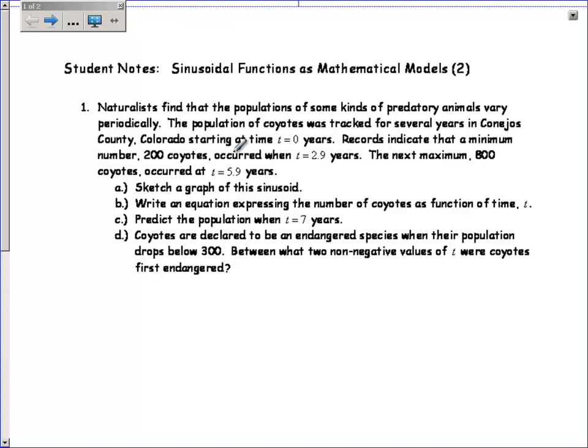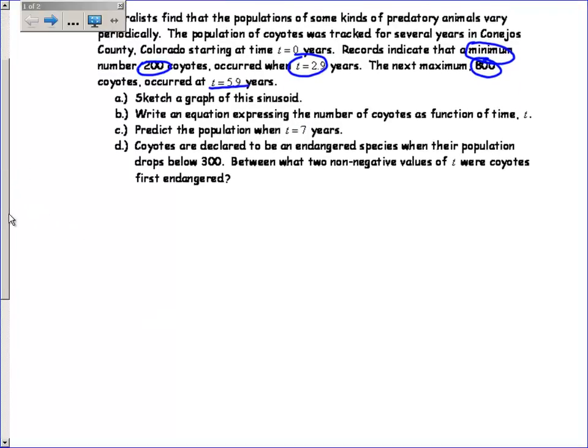Okay, so what I've got here is a population of some coyotes, and they've been tracked several years, and we are looking at a minimum value of the coyotes. It's so nice when they just tell you that, of 200. And we know when this minimum happened. We also have a maximum of 800, and we know exactly when that happened. So we're going to go through here and sketch a graph and write an equation and answer some questions about it.